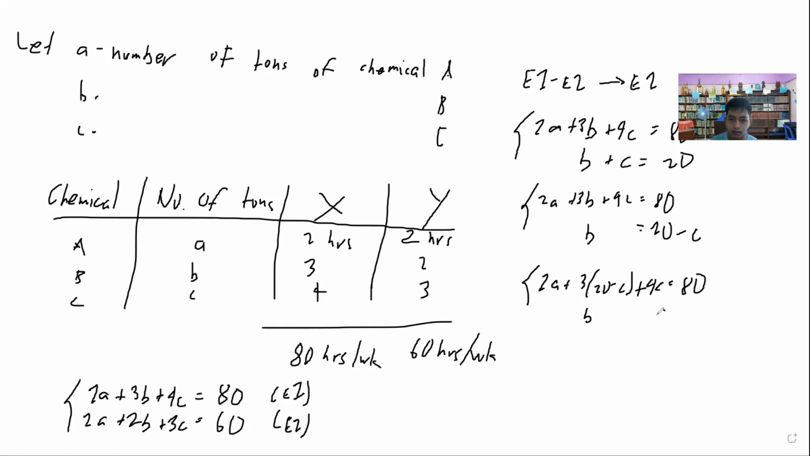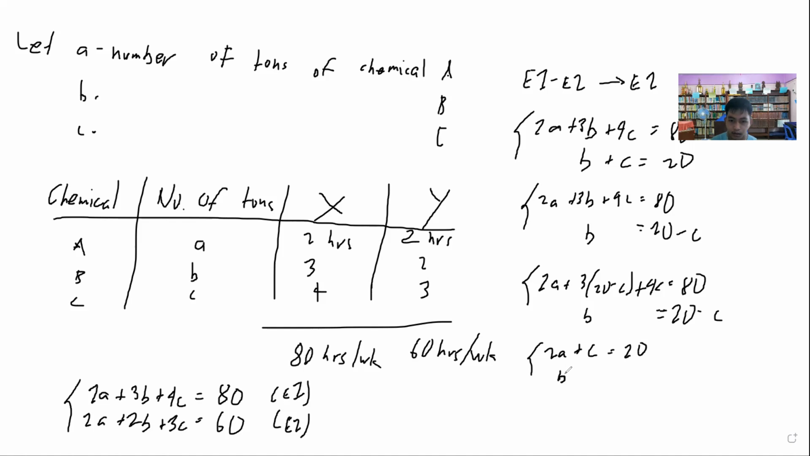So, 20 minus C. So, ito ay 60 minus 3C. So, may iwan ay 2A plus C. Meron tayong 2A plus C equals 20.